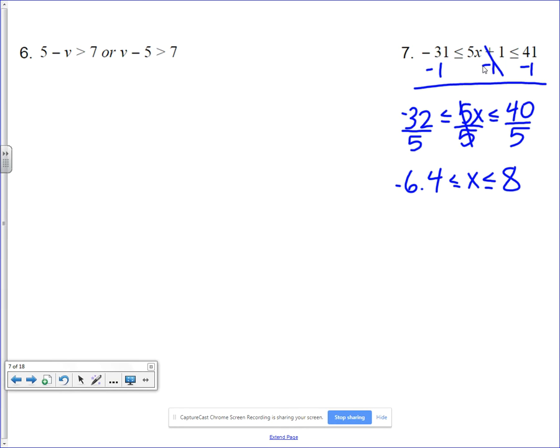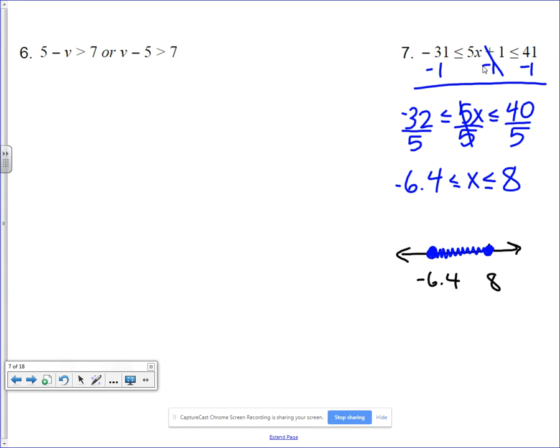Is the variable alone in the middle? It is. Which number is lower? What kind of circle is on the -6.4? How about on the 8? Where are we going to shade? In between them in the middle. Do I have any more like that? No? Okay.